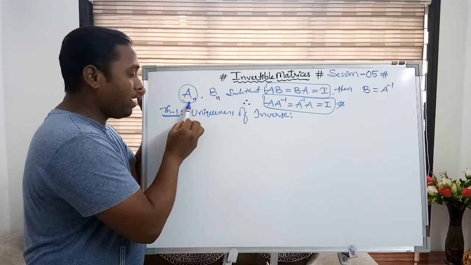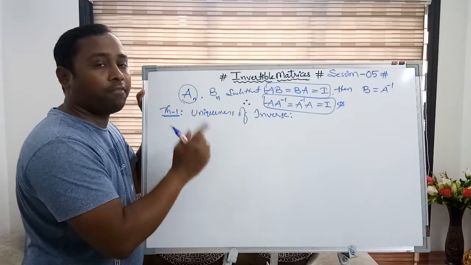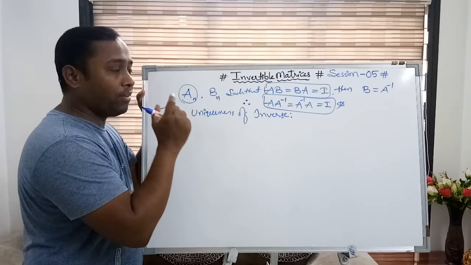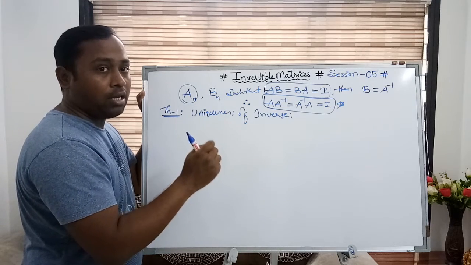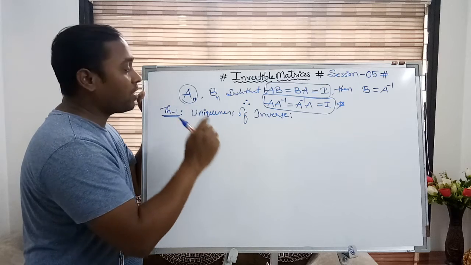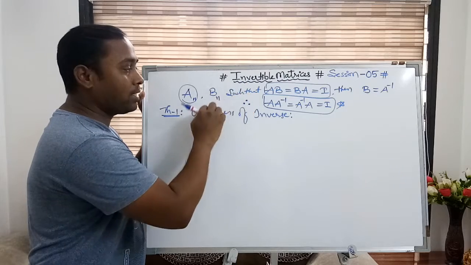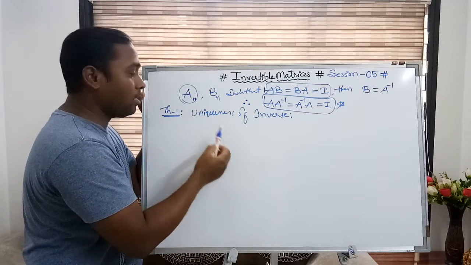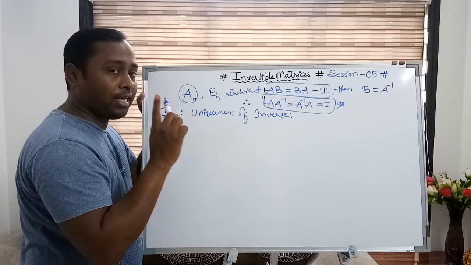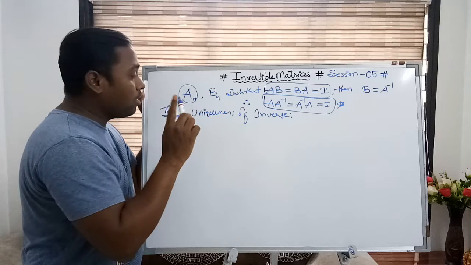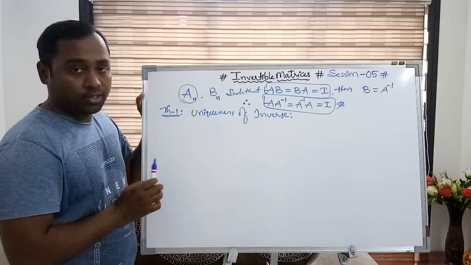It means a square matrix can have one and only one inverse, just like in functions. If it is a bijective function, that bijective function is invertible and its inverse is unique. In the same manner, here a square matrix, if its inverse exists, is unique in nature. It means it has one and only one inverse.